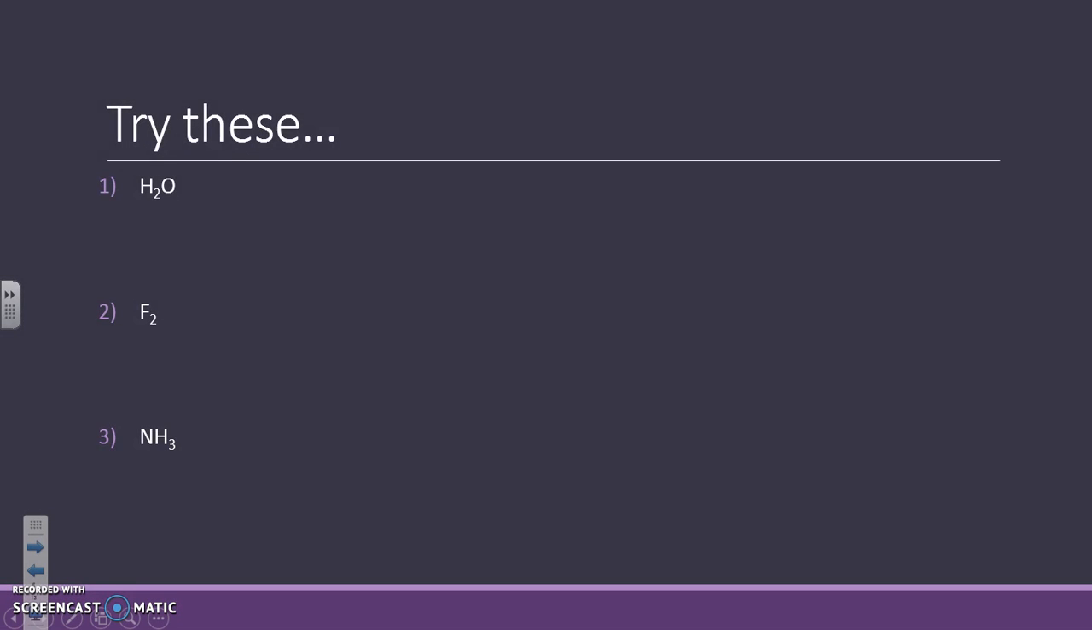All right, try these. So here's some for us to try real quick. Hydrogen, there's 2 of them, and each hydrogen has 1 valence electron. And then there's 1 oxygen, and each oxygen has 6. That gives us a grand total of 8 valence electrons to play with. We've got oxygen and 2 hydrogens, so we'll put oxygen in the middle, and then 2 hydrogens.